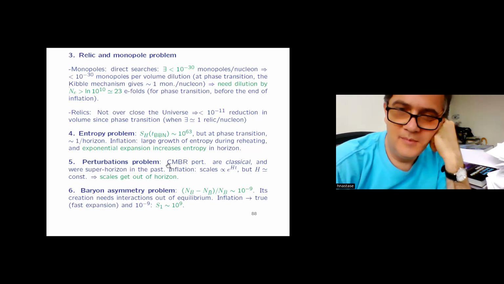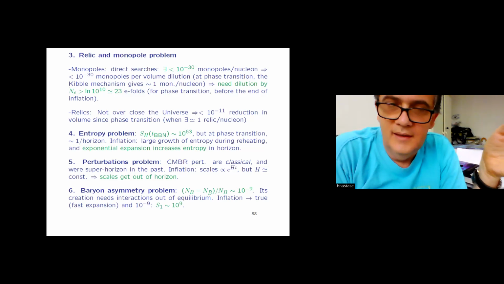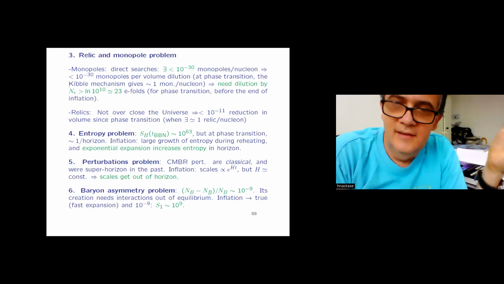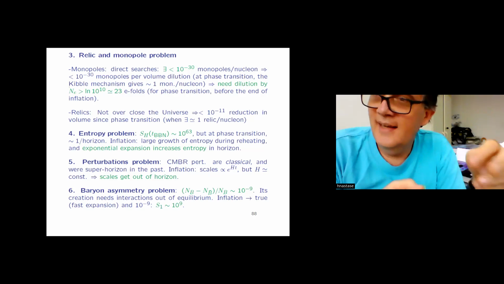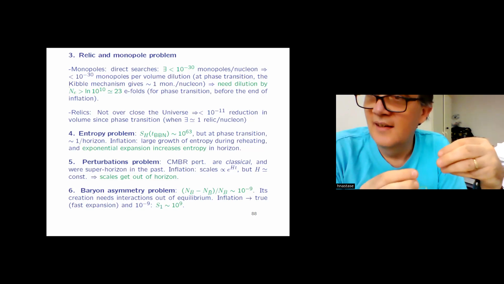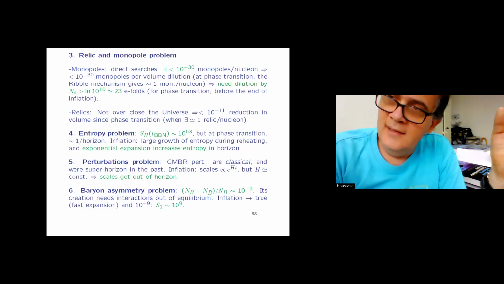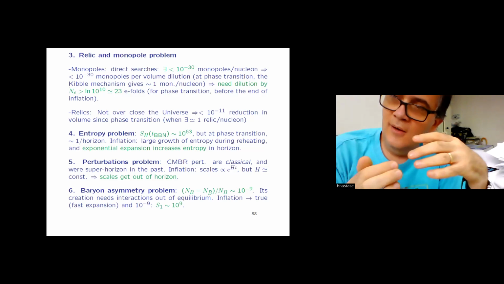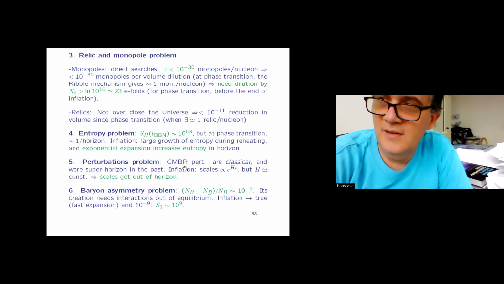There's the perturbation problem, which is that the CMBR perturbations that we see in the sky are classical and were outside the horizon in the past, right? So why do we have these perturbations that are greater than the horizon and classical? Well, in inflation, as I said, we generate quantum perturbations, and then they're exponentially blown up outside the horizon, and they just come back in now. So that's the solution.